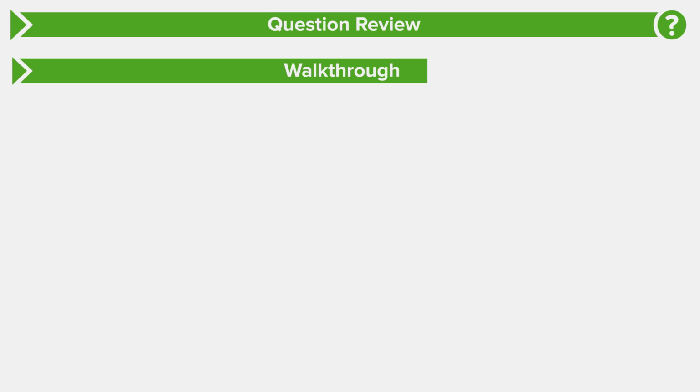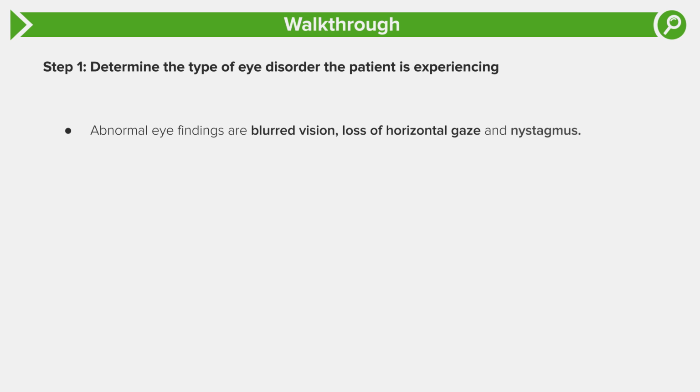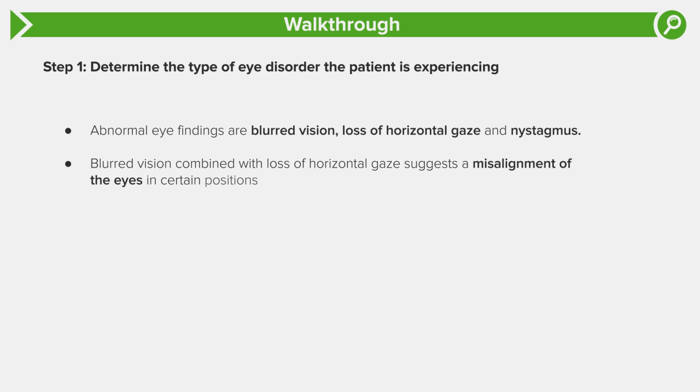Now, let's walk through the question. The first thing we need to do is determine the type of eye disorder that the patient is experiencing. Well, in the question stem, we learn that the abnormal eye movements are blurred vision, loss of horizontal gaze, and nystagmus. Blurred vision is commonly caused by disorders of the lens of the eye. But the fact that in this patient there also is loss of horizontal gaze suggests that there's actually misalignment of the eyes being the cause of the blurred vision.